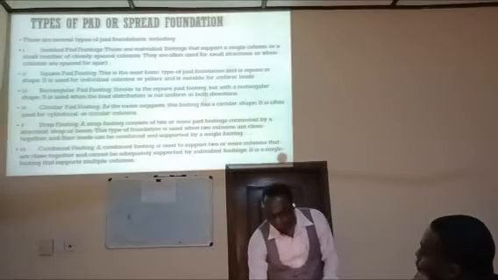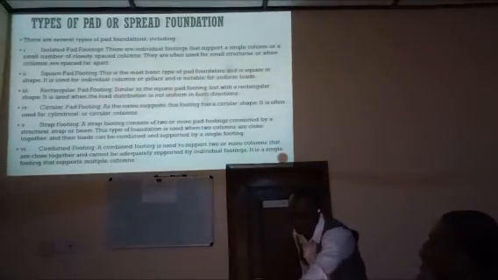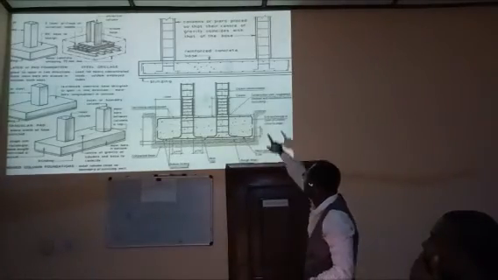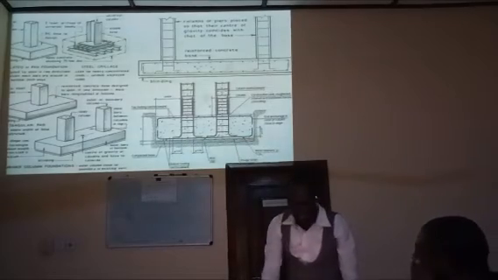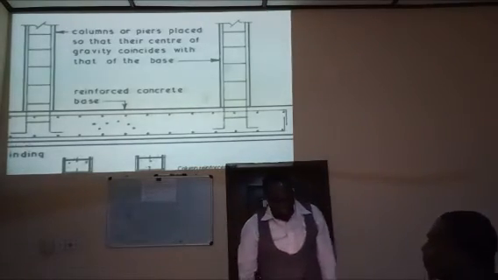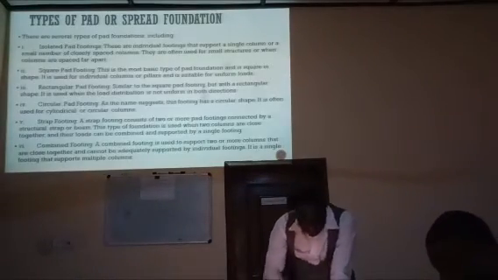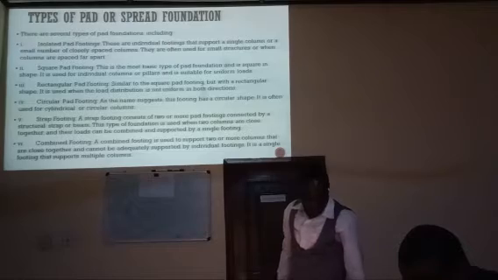The strap footing is supporting one column, but the parts are joined together to support one big column that is bigger than one of the strap. But combined footing is used to support two or more columns. When there are two or more columns, that's when you use combined footing. What are the advantages? Next page.